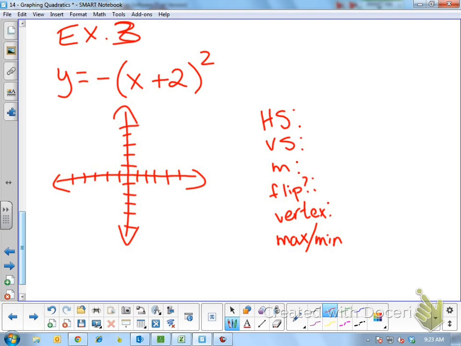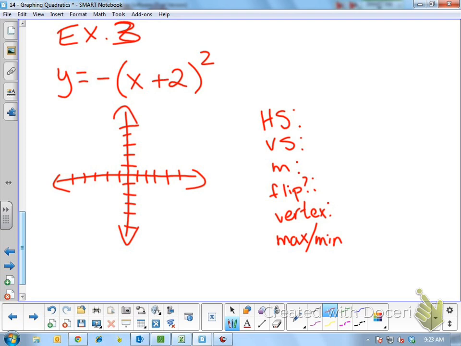So again, we have to identify what's our horizontal shift, what's our vertical shift, what's our slope, do we flip or not? So yes, if you have a graphing calculator, you can use that to check whether you're correct. But if you're not writing all that information on the side, you're not going to get full credit.